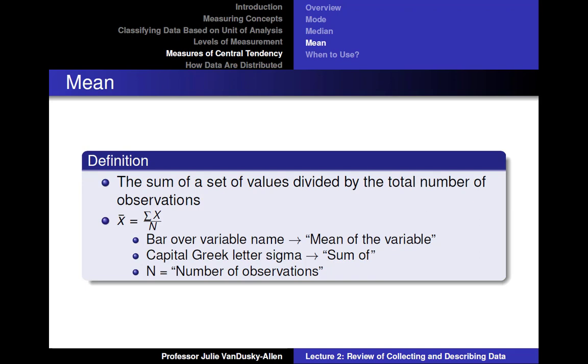The third measure of central tendency is the mean. The mean is the sum of a set of values divided by the total number of observations. Formally, the equation looks like this. X bar means the mean of X. Any variable name with a bar over it indicates it is the mean of that variable. The Greek letter sigma, capitalized, means the sum of. In this case, it means the sum of all of the observations in X, and n equals the number of observations.